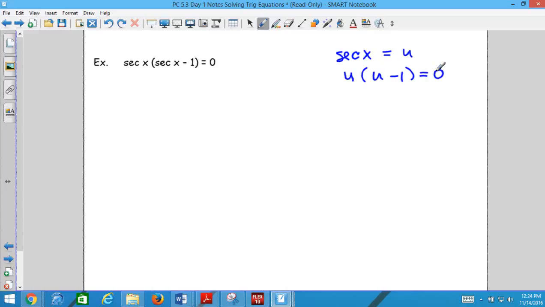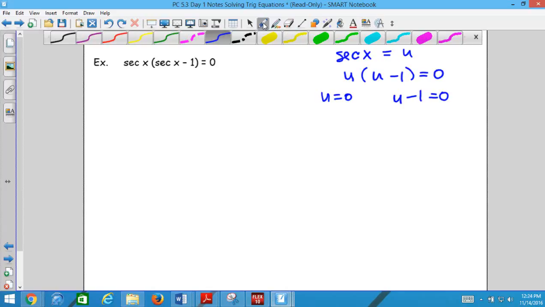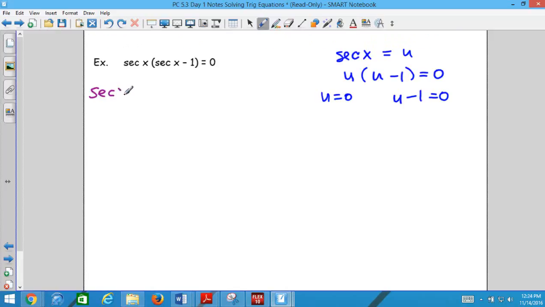So what would I do if I were solving this one? I would say u equals 0 and u minus 1 equals 0, and then I would solve for u. But it's not u, it's secant x. So we're going to start out the same way. We're going to say secant x equals 0, and we're going to say secant x minus 1 equals 0, because it's already in factored form. You set each factor equal to 0. That's what you did in your factored homework. It was already factored.